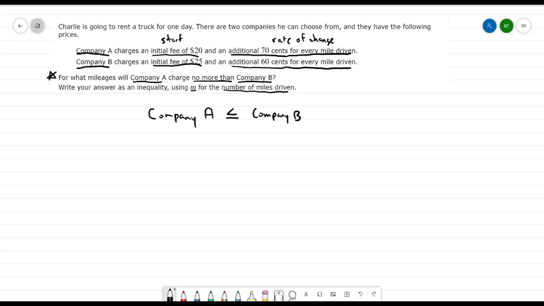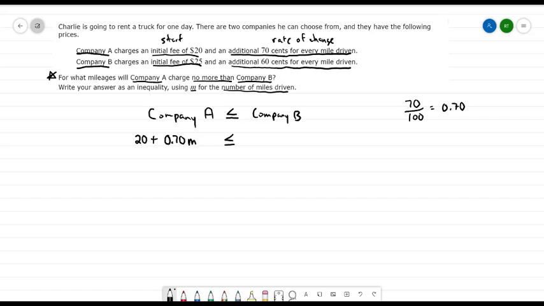So we're going to do initial fee of $20 for company A. So it's $20, plus an additional 70 cents. Now one thing you got to be careful with, this is 70 cents, not $70. Remember there's 100 pennies in a dollar, so if I want to convert it to a decimal, 70 cents out of 100 pennies is equal to 0.70. So you got to divide by 100. So that's how you convert to a dollar. And the rate of change is 70 cents per mile, so I'll put times M, less than or equal to, and do the same for company B.